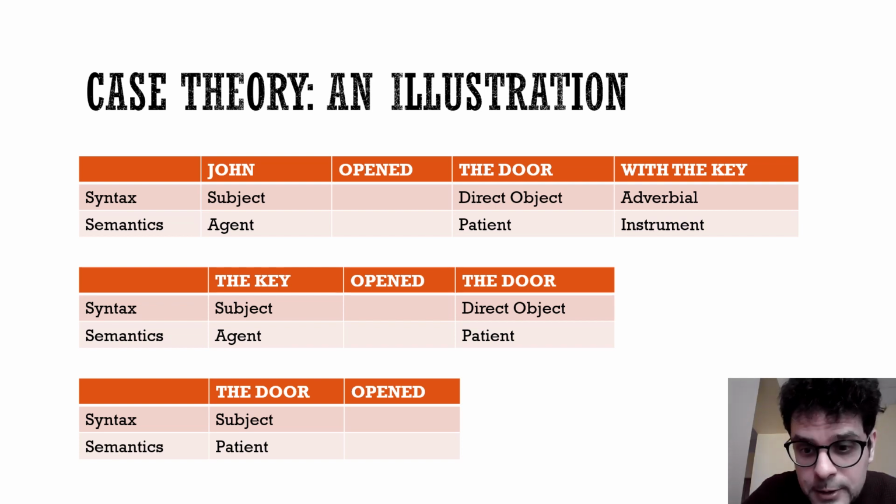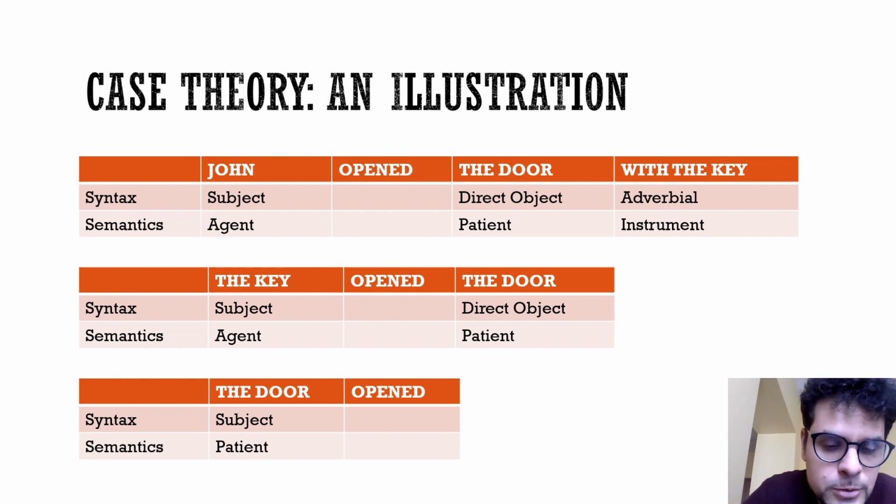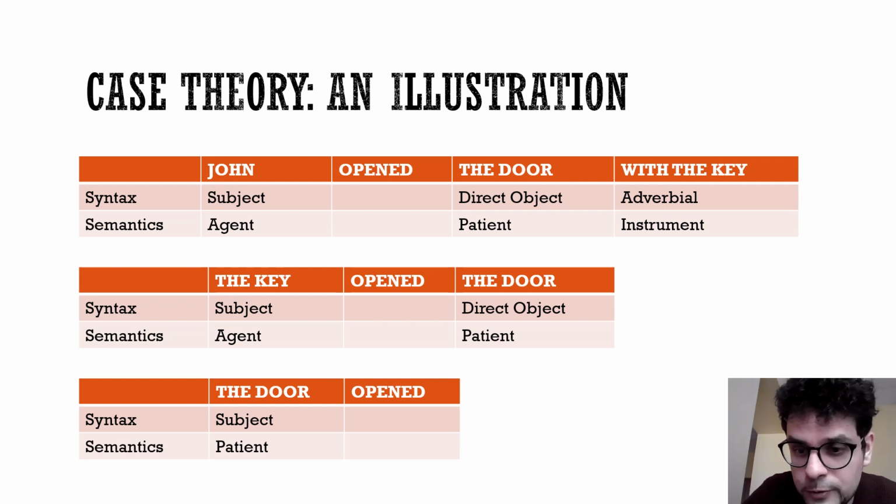At the level of semantics, though, John is the agent because he's the one doing the action. The agent is a semantic category, the subject is a syntactic category. And in this case, they coincide. John is the subject of the sentence because he's in subject position. We know that the subject position is before the verb.